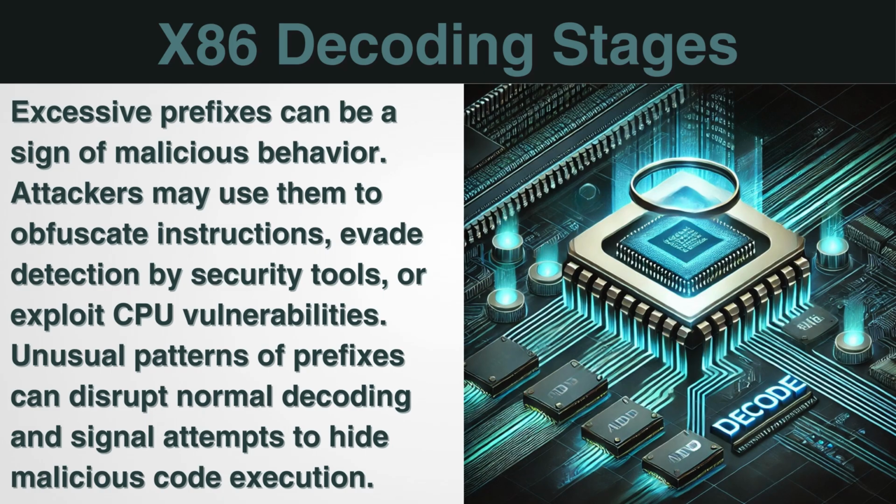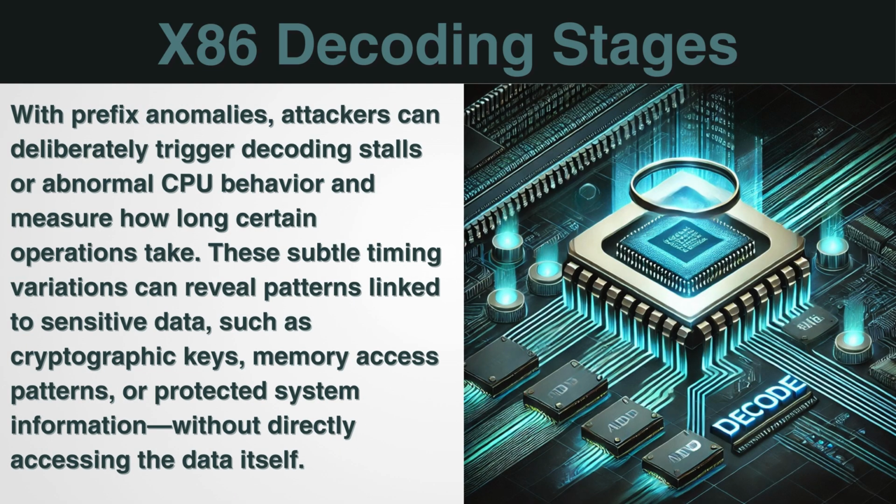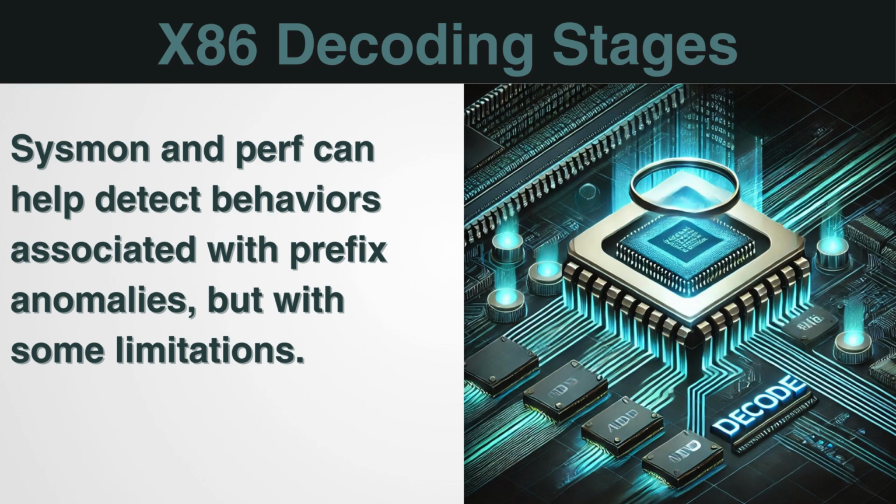Instruction prefix misuse can be a sign of malicious behavior. Malware authors use excessive or unusual prefixes to obfuscate payloads. Prefix anomalies can trigger decoding stalls that disrupt performance or leak timing information in side-channel attacks. Security tools like Sysmon or Intel's Perf can detect unusual prefix usage, helping to identify malicious code.